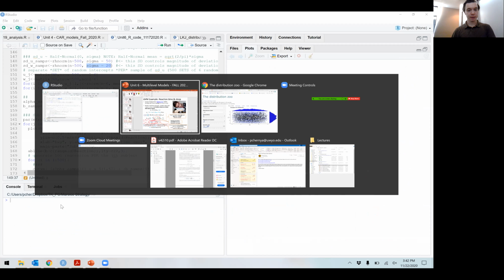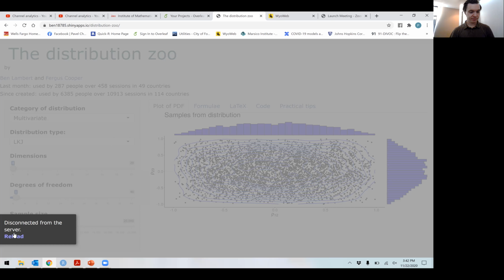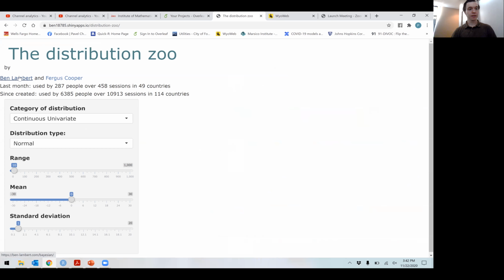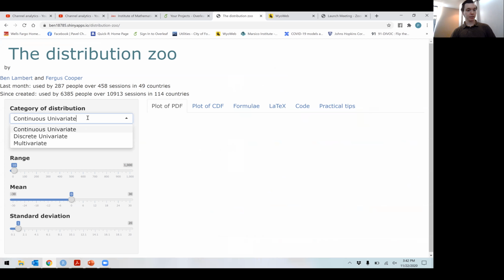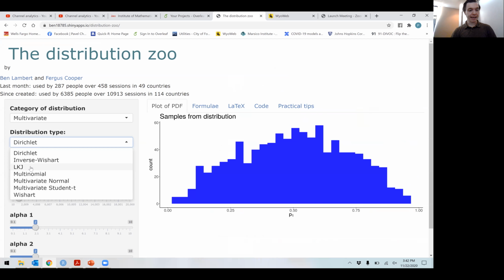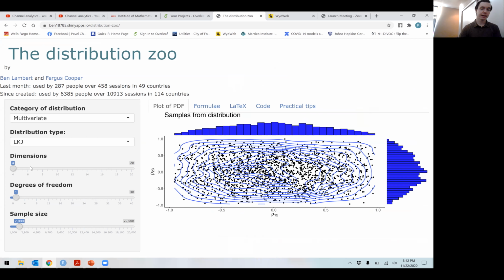First things first, let's go to the distribution zoo. And this is a very nifty little online app by Ben Lambert from the UK. So we go into multivariate distributions, and we go into the LKJ distribution. The smallest amount that it allows me to do is for a 4 by 4 correlation matrix. And what it plots is the correlation between dimensions 1 and 2, variables 1 and 2, and the correlations between variables 2 and 3.